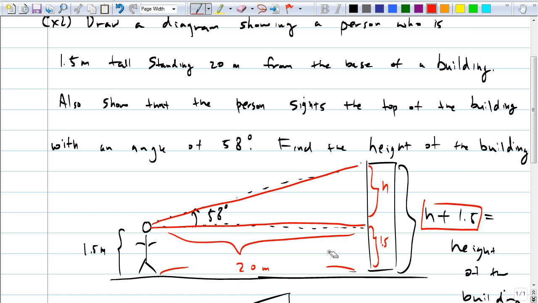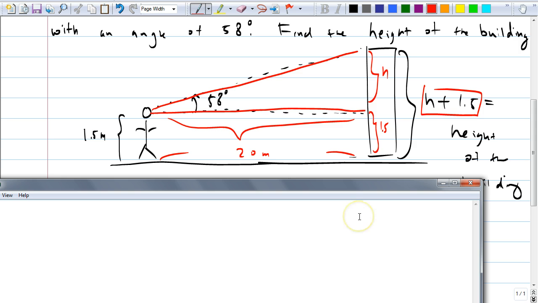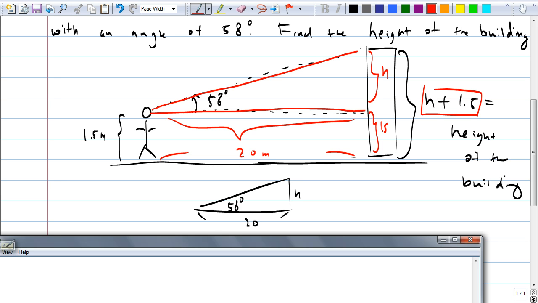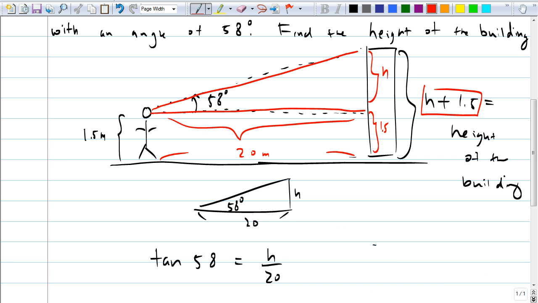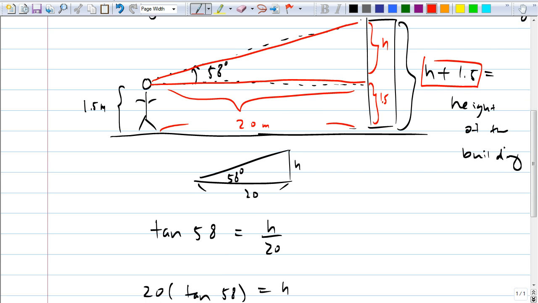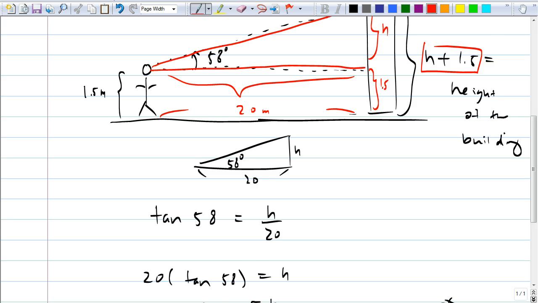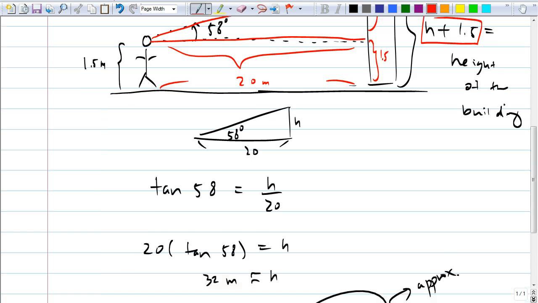Okay, some of you are already done? Let's figure out what this h is. You basically have this right triangle. You have 58 degrees, you're looking for the height h, and you are 20 meters away. So which ratio should we use: sine, cosine, or tangent? We get tangent of 58 equals h over 20. To find h by itself, you multiply both sides by 20, and that's the exact answer. When you punch this into your calculator, you should get about 32.